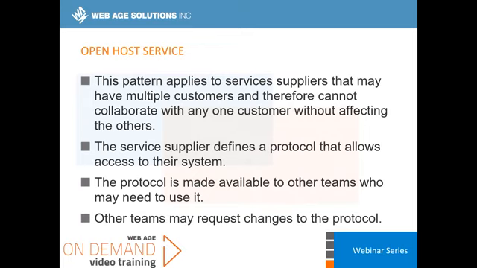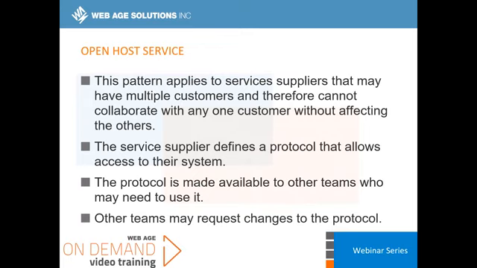Teams may request changes to the protocol, but not all requests will be honored. You know, perhaps a change requested by one team could result in breaking something for another team, and so we may employ some sort of translation service like the anti-corruption layer, along with that open host service.